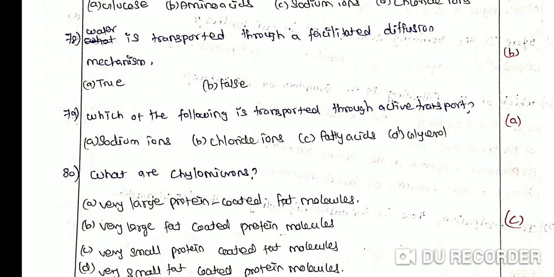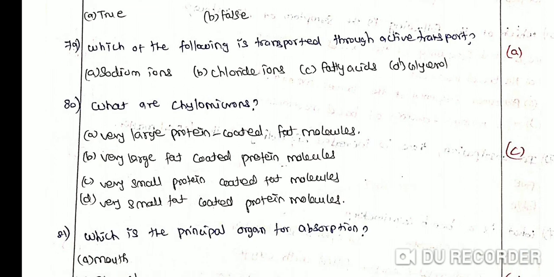Active transport occurs against the concentration gradient and hence requires energy. Various nutrients like amino acids, monosaccharides like glucose, and electrolytes like sodium ions are absorbed into the blood by this mechanism.